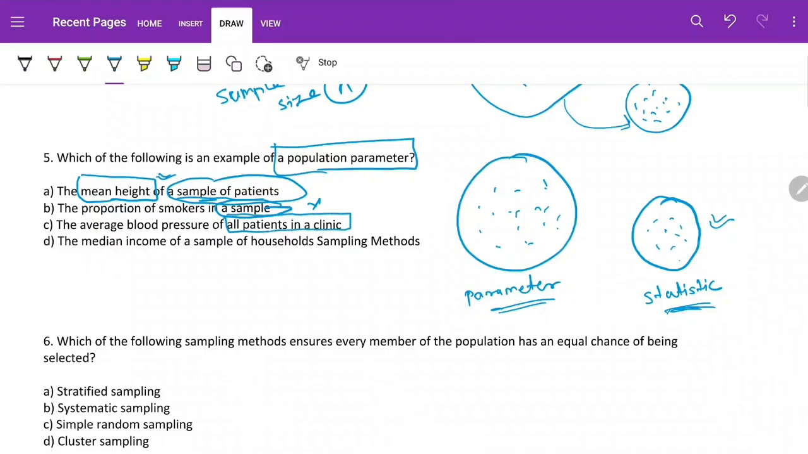We have seen above that if it is related with all patients, all elements, then it is the population. So the average blood pressure of all patients in a clinic is related with the population and it is a population parameter, the information about the population. The median income of a sample, this is related with a sample of households.